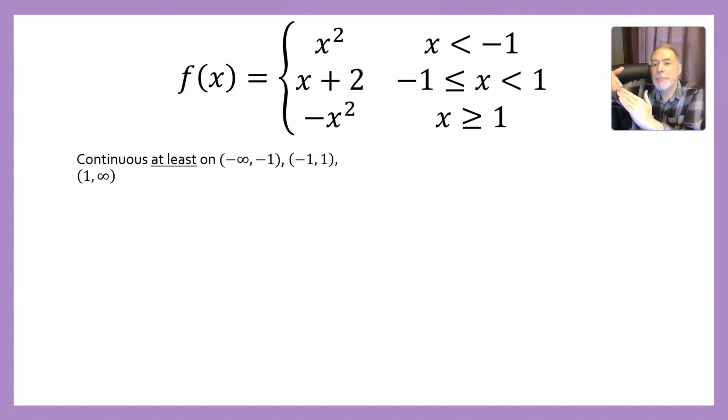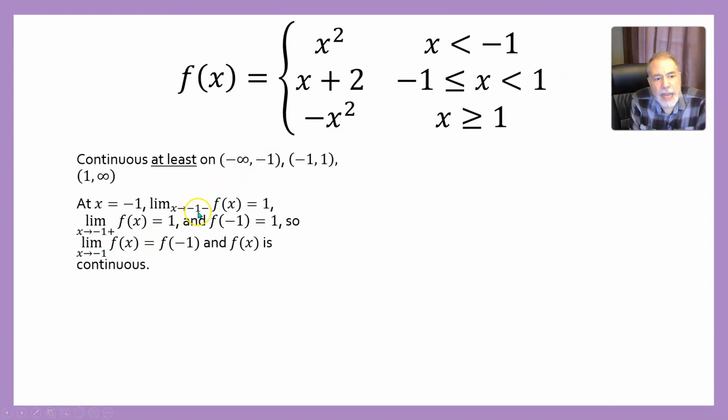If they match up, it's continuous there, and if they don't match up, if you have different things from the left and from the right, we've got a jump discontinuity. So first of all, let's see what happens right around when x is -1. Does what happens when x is a little bit less than -1 agree with what happens when x is a little bit bigger than -1?